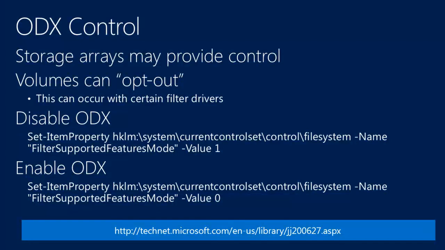If you absolutely don't want to have ODX, there's a registry key, and you can do a set item property from the PowerShell admin console and disable ODX and turn it on. I've included a reference. There's a TechEd article that talks about the functionality of the enable and disable, and so you can go to that TechEd article and get additional information.